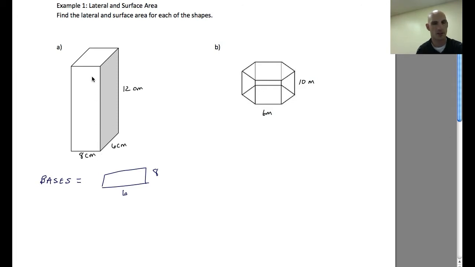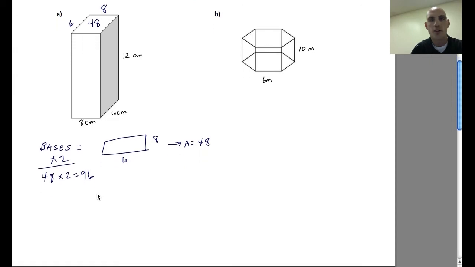Okay, you see how this works? And so this is the base here. So if you want to, you can label this. This is 8 and this is another 6. So that's what this is. So the area is 48. Well, the bases is going to be times 2. So 48 times 2 equals 96. So this up here is 48 and the bottom one is also 48. Okay, so that's one of them.